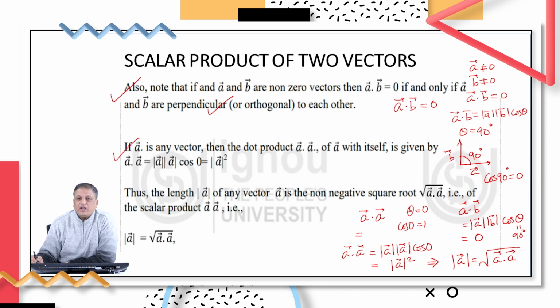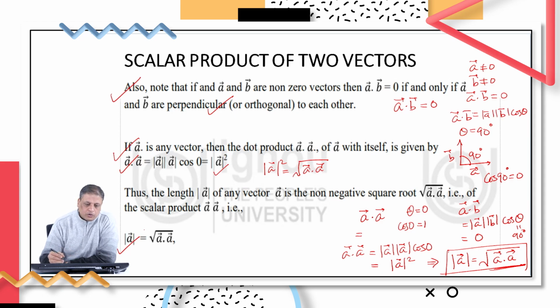So that means A dot A, the dot product of the vector A with itself, and the square root of this will represent the magnitude of that vector. This is explained over here: the square root of magnitude of A squared is nothing but the square root of A vector dot A vector.